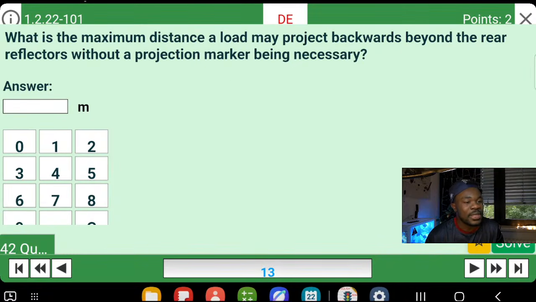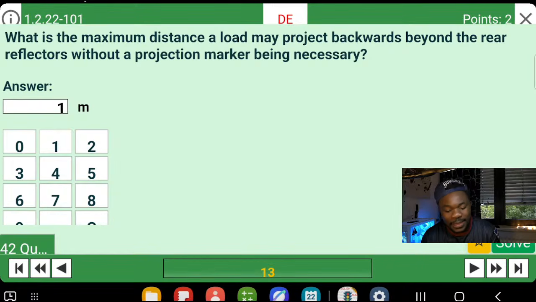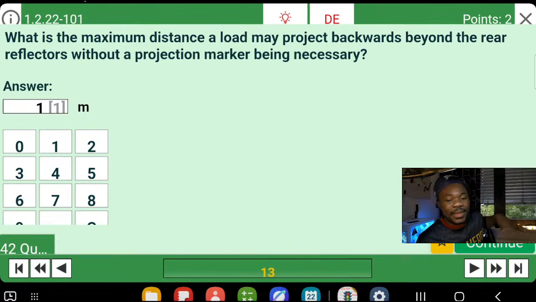What is the maximum distance a load may project backward beyond the rear reflectors without a projection marker being necessary? This one is very important, trust me. This question is linked to so many other questions. So if you understand it properly, you are going to have no issues. A load can project up to 1 meter to the rear, meaning to the back, without a projection marker being necessary.